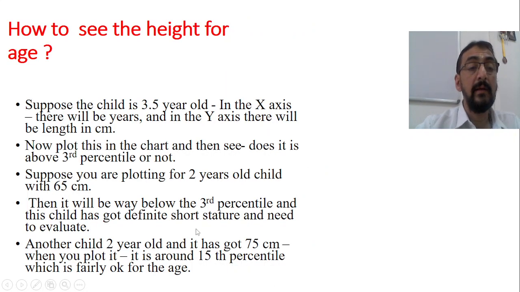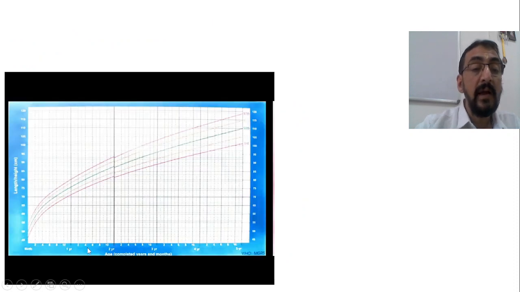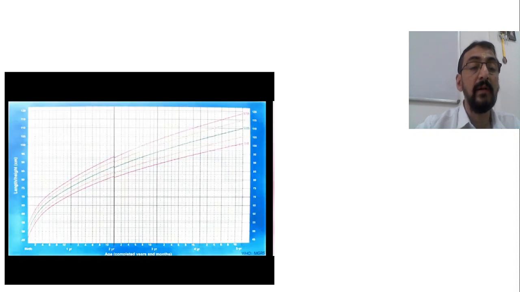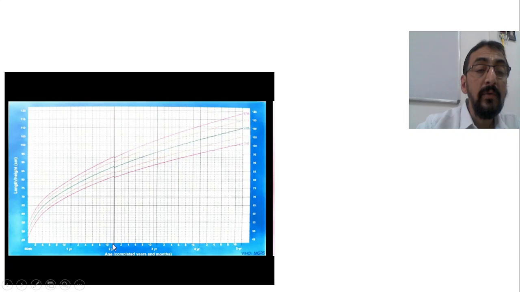Then another child is 2 years old and has 75 centimeter. When you plot it, it is around the 15th percentile, which is fairly okay for this age. Suppose you take another example. What they are telling is a 2 year old child. So we are getting here in the x-axis 2 year, and the length is 75 centimeter. See, 2 year, this line, I will go over here. 75 centimeter is coming over here.